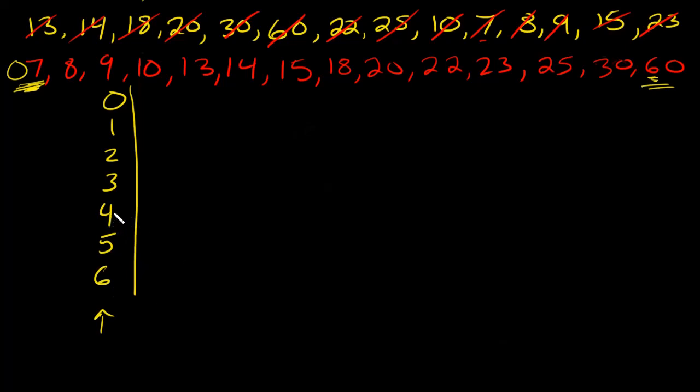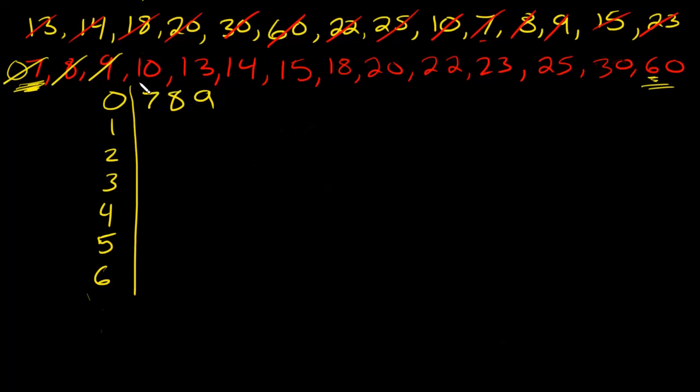Now I know we don't have any 40s or 50s, but that's okay, because the stem should have a number for every tens digit. So we'll just leave those blank as we go. Starting with 0, what do we have for 0? We have 0, 7, 8, 9. So 0, 7, 8, 9.